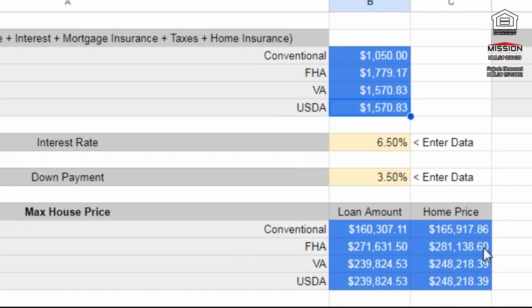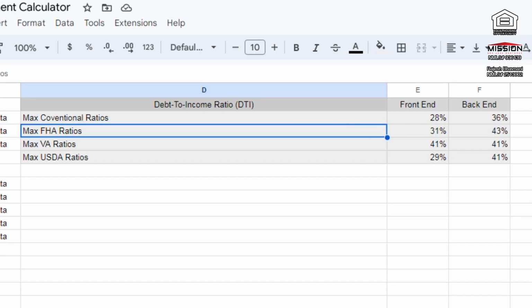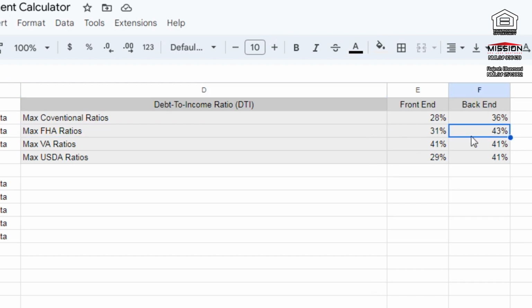The most expensive house he can buy is $281,000 with an FHA loan. And the benefit of an FHA loan is that you can qualify for higher loan amounts because their debt to income ratio thresholds are higher. Why do you need to enter all that information? This calculator calculates your debt to income ratio.